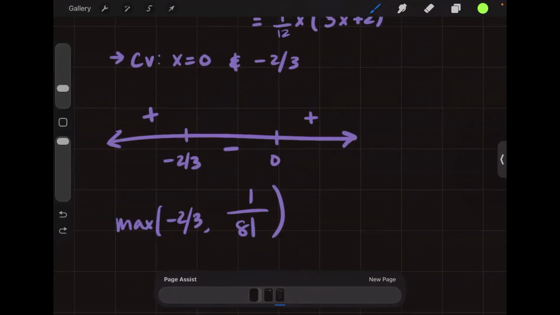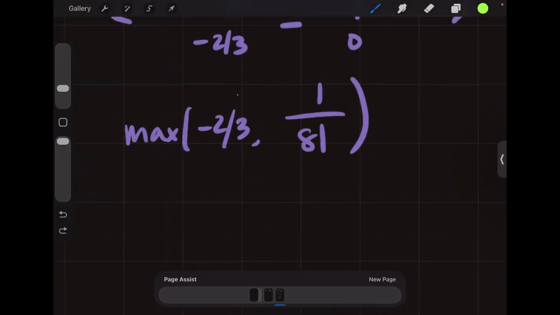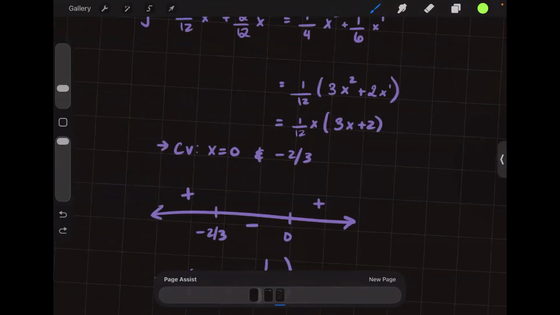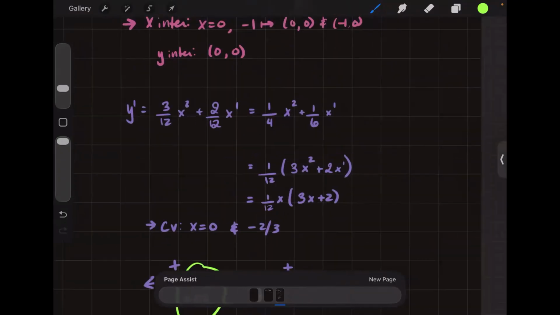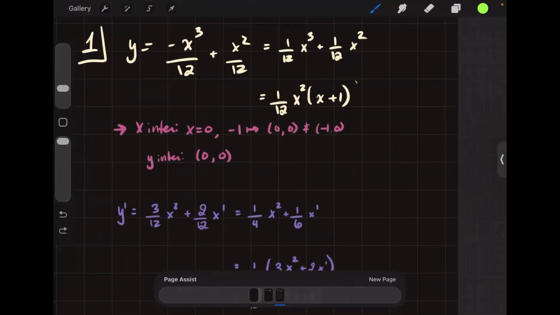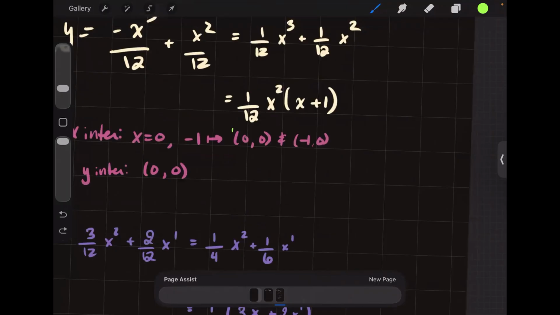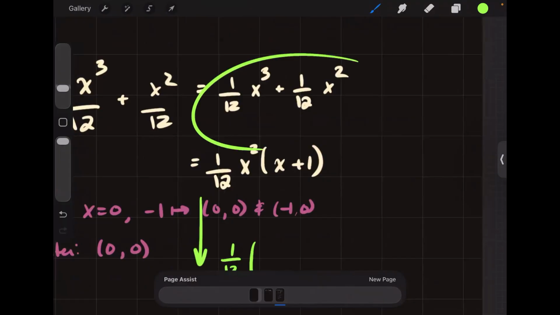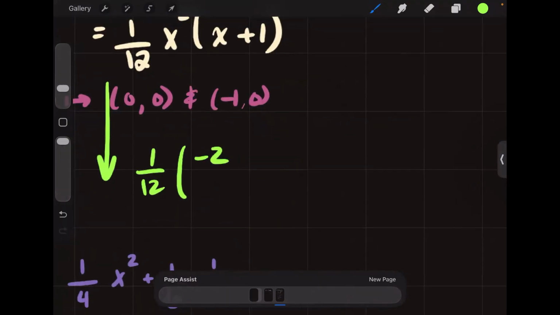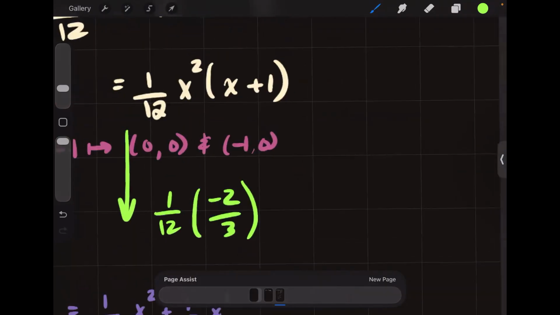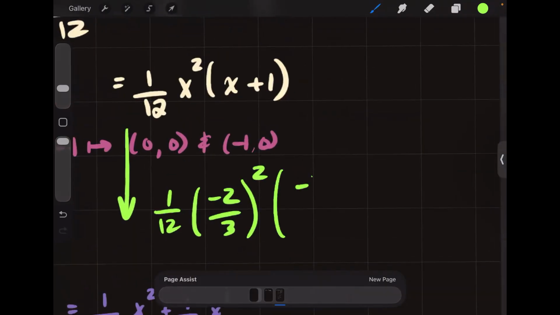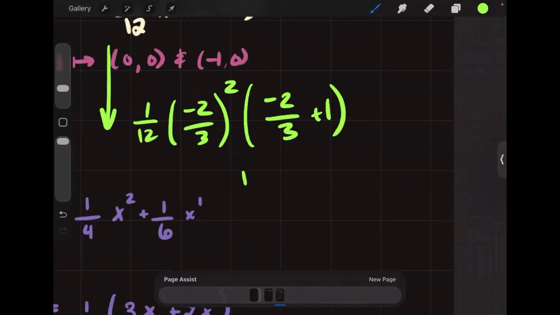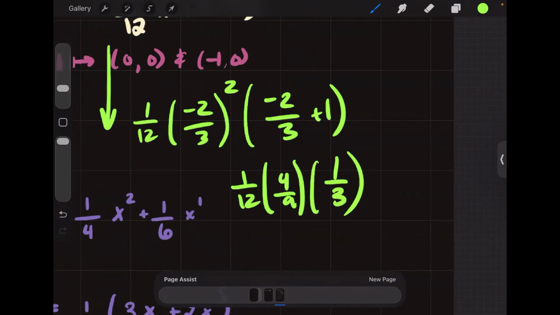Okay. And so our max is at -2/3, comma, and then unfortunately, we're going to have to plug -2/3 back into here. Okay, but that's okay. Because if you do that, you get 1/12. And I actually recommend it in factored form over this, and I'll show you why in a second. 1/12 times (-2/3) squared times (-2/3 plus 1). And that's the same as 1/12 times 4/9 times 1/3.